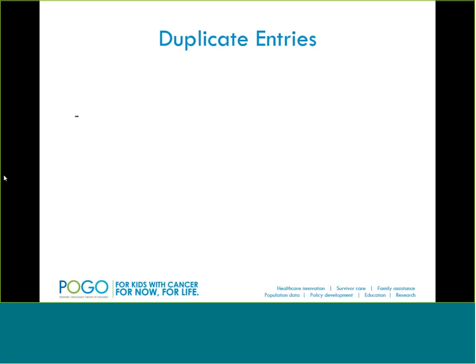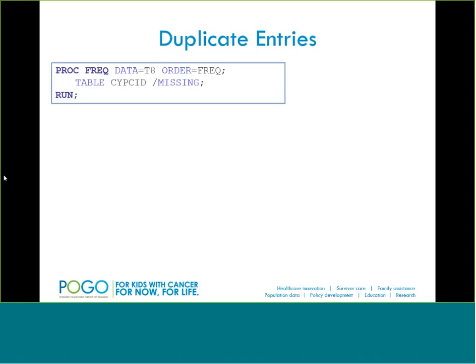So I've decided now in my theoretical research study that since I only want the first diagnoses, there should only be one record per patient. And I'm going to check that. I want to see if there are any duplicate entries, because there shouldn't be. So I run a proc freq, and in the table command, I put CYP-C ID. I add the slash missing in there because it's just good practice. There shouldn't be any missing CYP-C IDs, but I put it there anyway because I want to make sure.